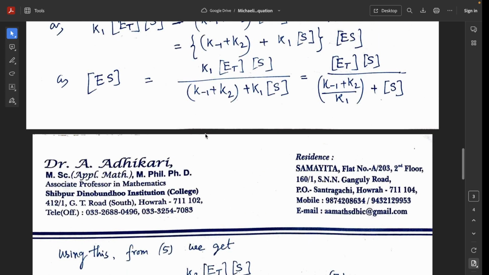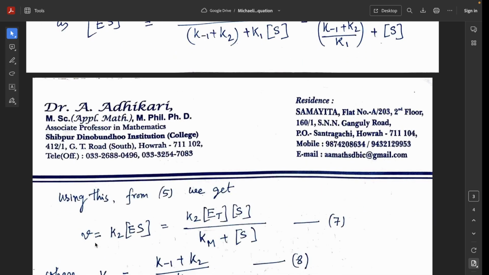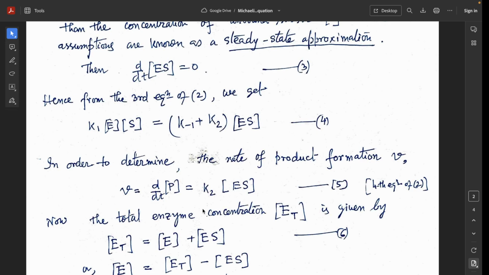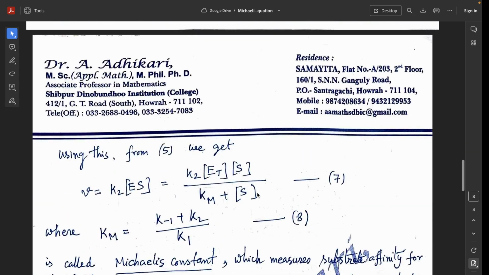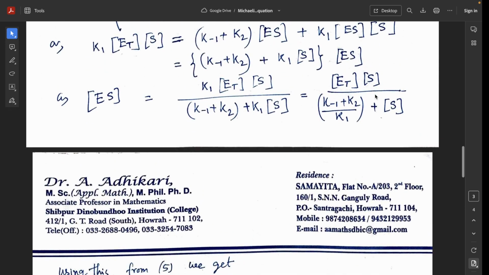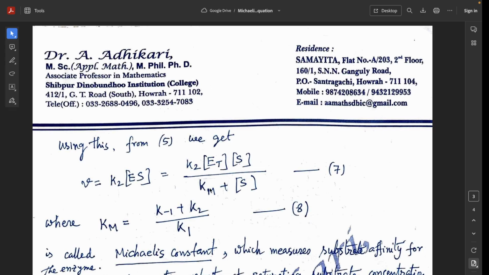Now V is the velocity of the reaction, which equals K2 times the concentration of ES, equation 5. So the concentration of ES equals the concentration of ET times the concentration of S, divided by Km plus the concentration of S, where Km is called the Michaelis constant, which measures the substrate affinity for the enzyme.